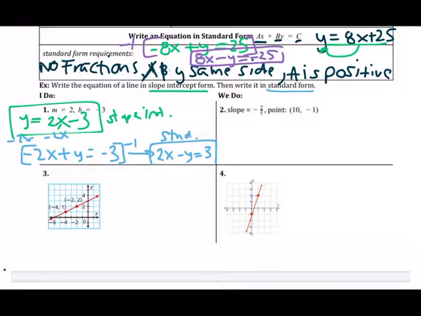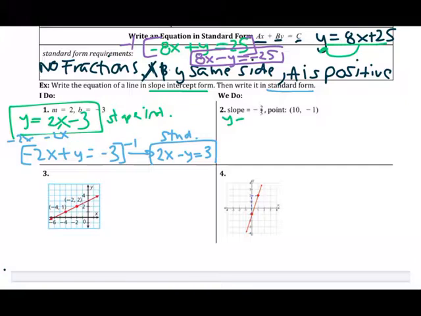So when you're given the slope and the y-intercept, you can just plug them right in for m and b to get it into slope-intercept form. To get from slope-intercept form to standard form, you need to move your x term to the other side and make sure that your x term is positive and that you don't have any fractions. Number 2, for slope-intercept form, we actually need to start with point slope form.